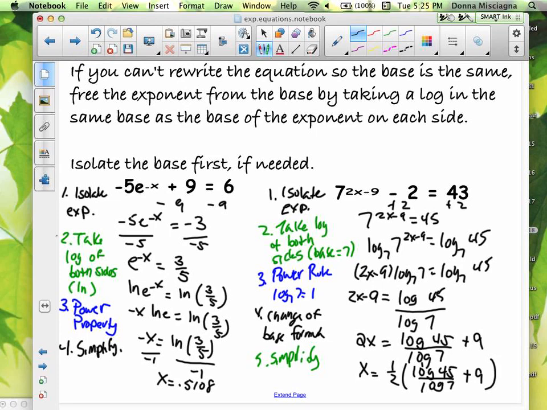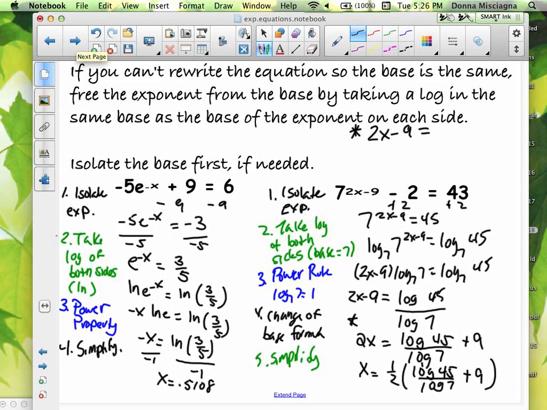So actually, I will add both of those. I'll just put a little star here. If you don't like that, all right, but it's nice for you to see the exact answer. You could also do it like this. We had 2x minus 9 equals log 45 divided by log 7. You could plug that into a calculator, and I'm going to get a calculator right now.